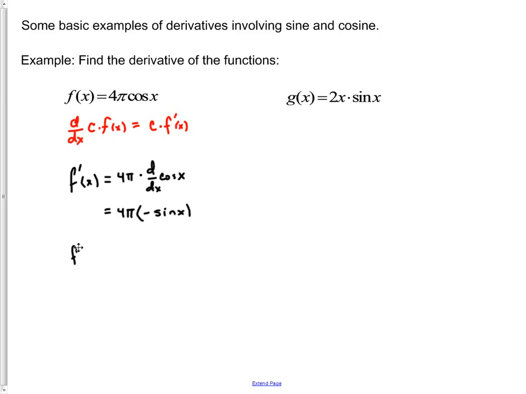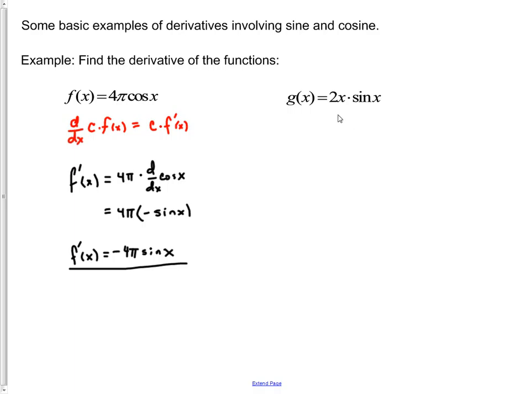So our derivative, f prime of x, in this example, will simply be the negative of 4 pi times the sine of x. Again, it doesn't matter what that constant is in front, right? It's just the constant times the derivative of the function. So that makes it pretty easy to deal with.